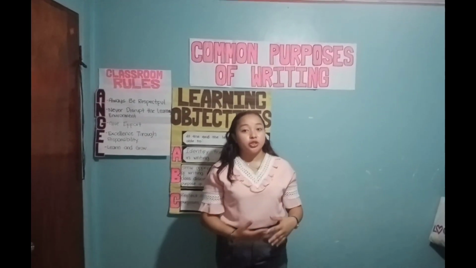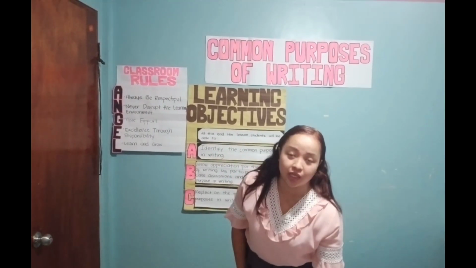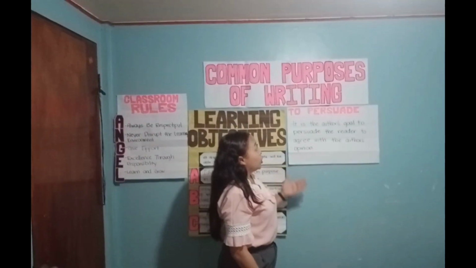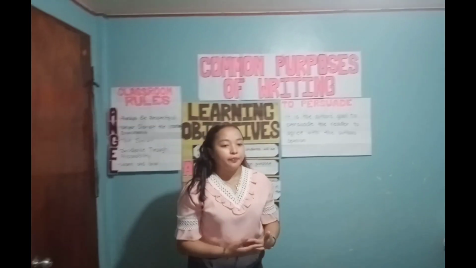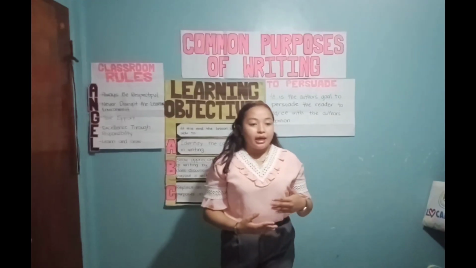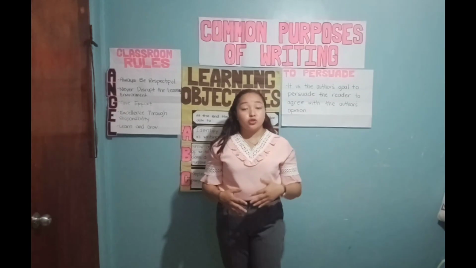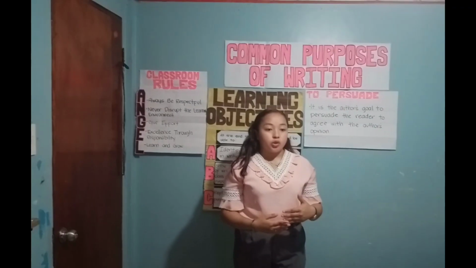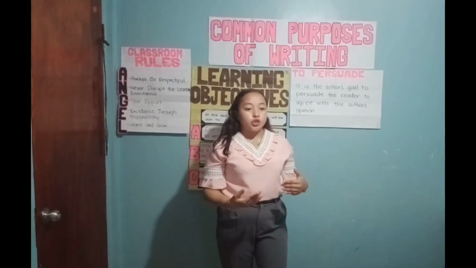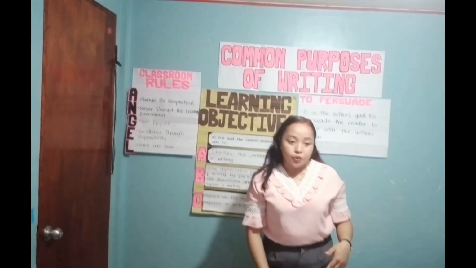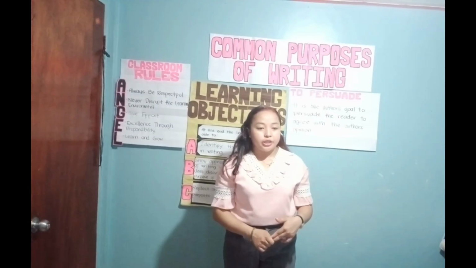Now, let's talk about the first purpose of writing, which is to persuade. To persuade is the author's goal to persuade the reader to agree with the author's opinion. Here, the author shares his opinion, and he may provide facts or examples to support it. It also attempts to influence the reader and usually makes an argument. Examples are advertisements, commercials, and newspaper editorials.